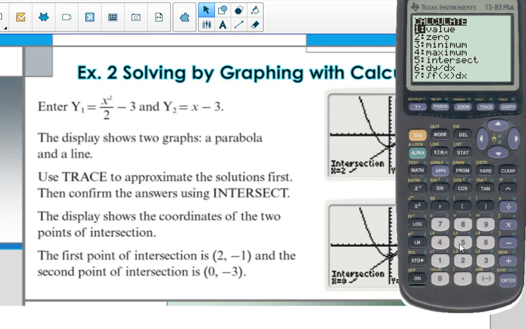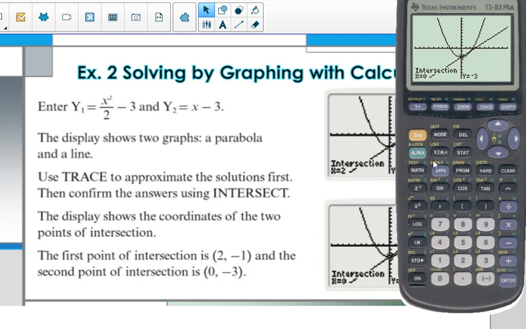So I hit number 5. I'm going to go down. So the parabola, so the left-hand side, so the first curve, hit enter. The second curve is the linear line. So about here, enter, hit enter a third time. So this tells me the intersection point. When x is 0, y is -3. That's what we have right here.